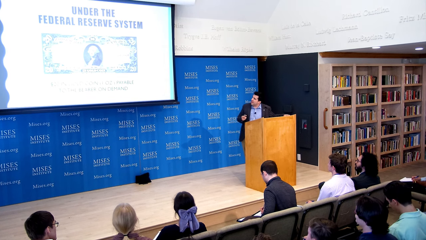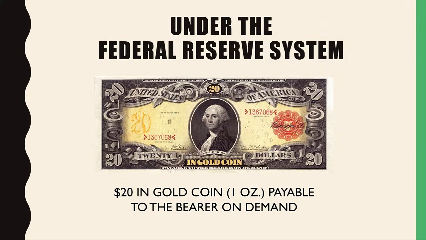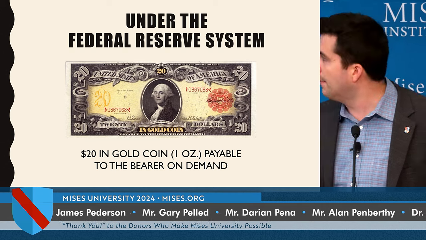Things got a little bit different under our friend, the Federal Reserve. Boo. You're in the right place when you can do that. So we have here a Federal Reserve note, United States of America, $20 in gold coin payable to the bearer on demand. This was the early years of the Federal Reserve. And $20 was 1 ounce of gold. So you could go to a bank and say, I would like $20 in gold coin, and you would get 1 ounce of gold payable to the bearer on demand. As Dr. Klein pointed out, 1 ounce of gold now is about $2,400. So prices have gone up a little bit.